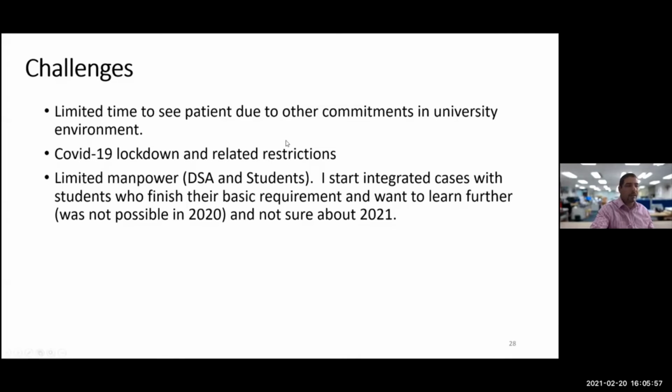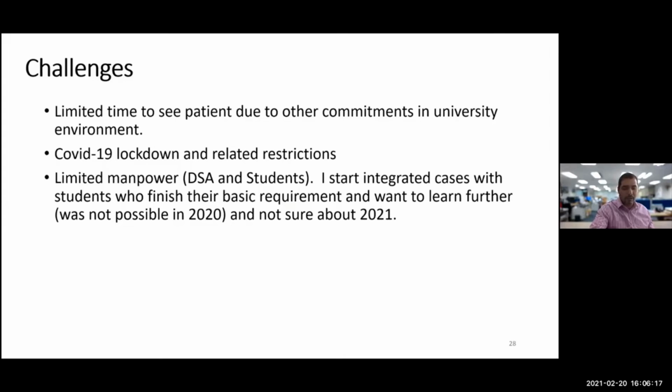It's really inconvenient. Students also, we have to train the students, and this is not in the curriculum. It should be something after they finish the requirement. That's why I had to start those cases when they finish the requirement and want to learn more, something extra. Otherwise, we are breaking the chain.